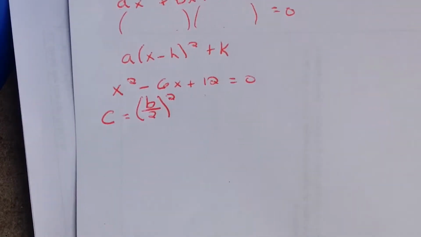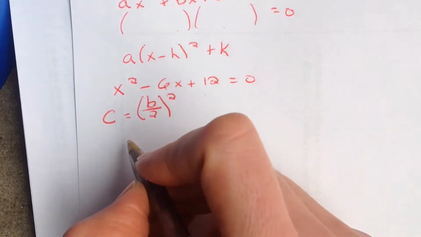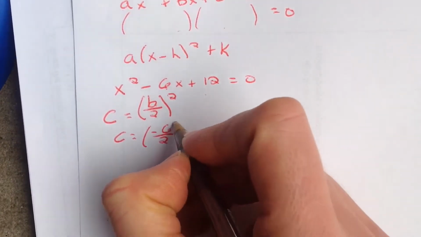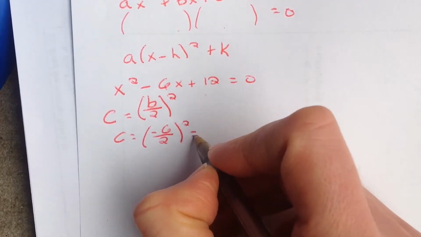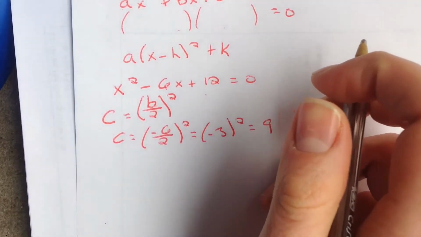So the first thing we do is find C. In this case, our b is -6, so that goes there. So C equals -6 divided by 2 squared. Well, that's -3 squared, which is equal to 9.